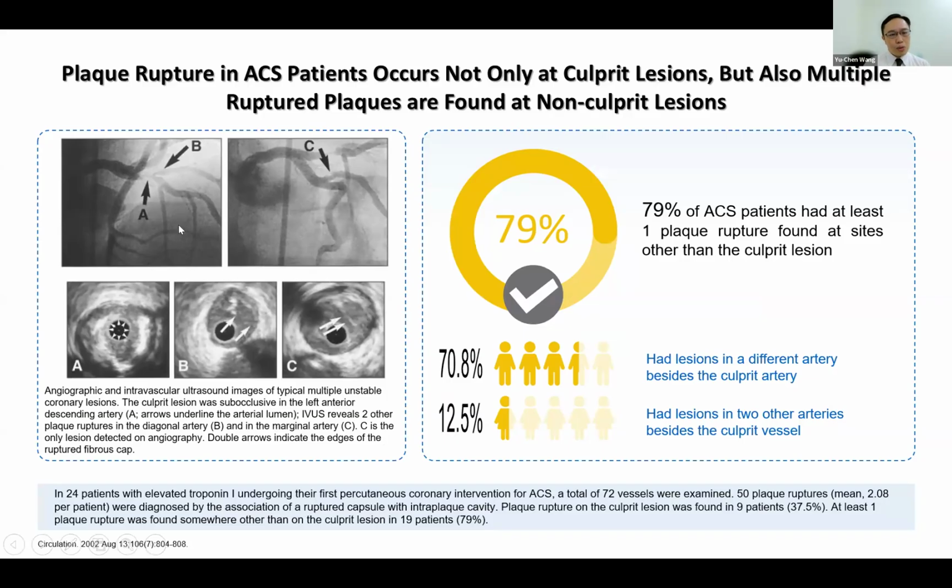In this patient with ACS, we can see the culprit lesion lies on the mid LAD bifurcation. However, we can also see some vulnerable plaque with some microthrombi formation in the moderately stenotic OM branch. In this study, 79% of ACS patients had at least one plaque rupture found at sites other than the culprit lesions. So I think in the ACS population, what we can do is not only to stent the culprit lesion, but we have to reduce the inflammatory burden to reduce the vulnerability of the plaques in our coronary arteries to reduce the CV risk.